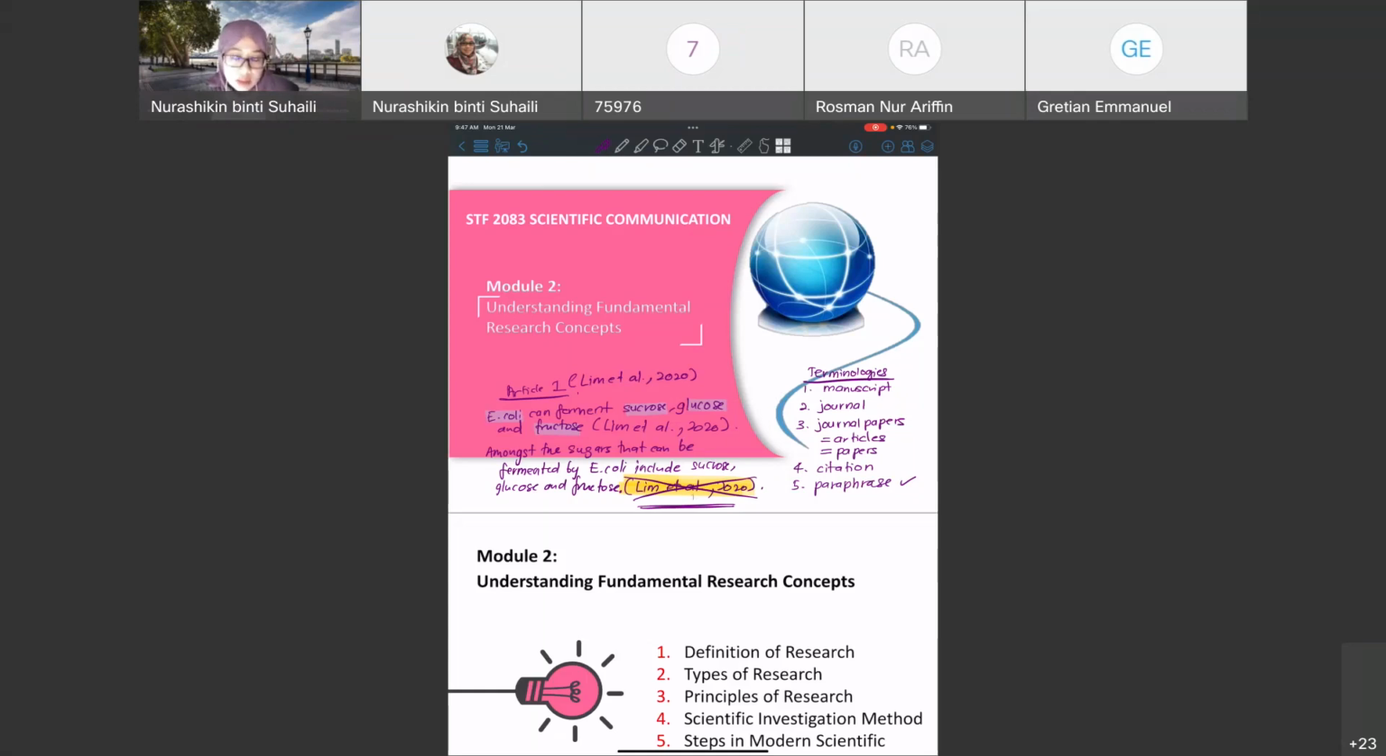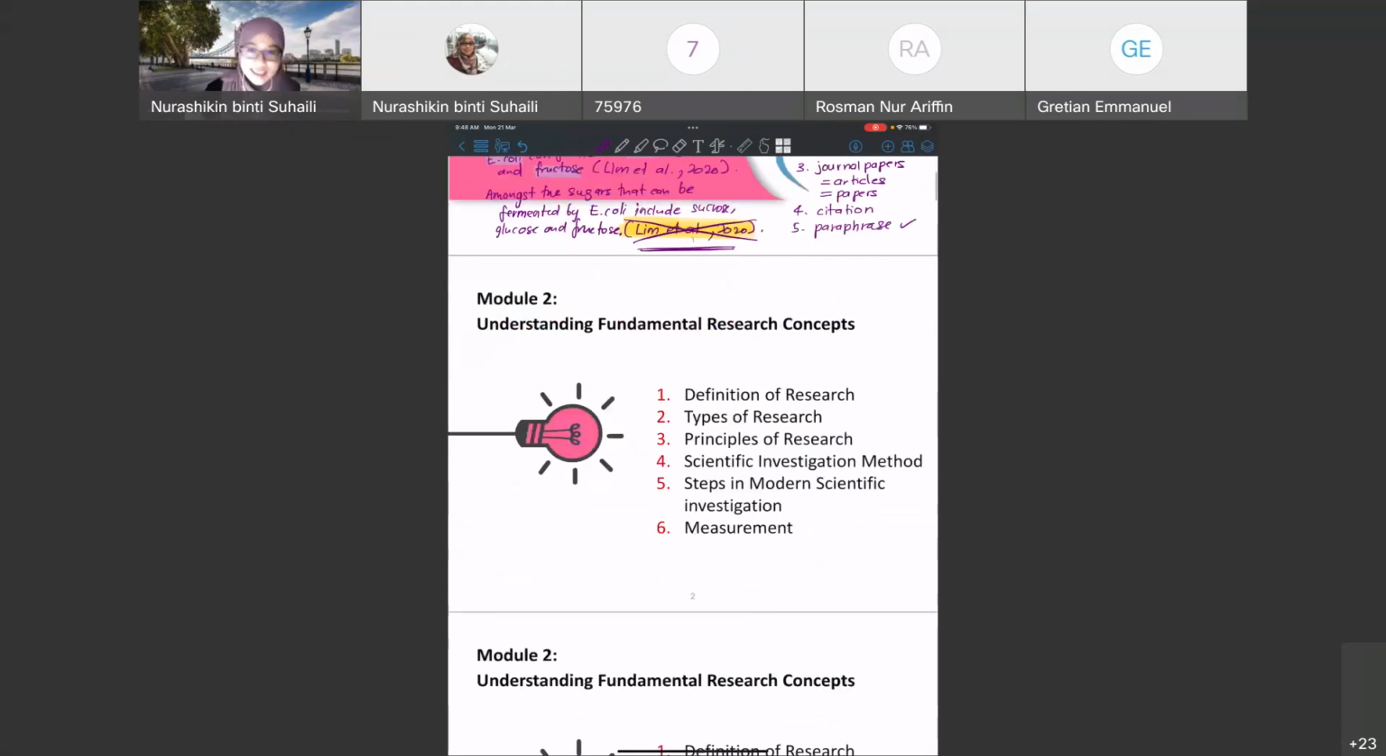Paraphrase means you change the sentence. Okay, that's just the beginning. Masih banyak lagi yang kena belajar ni.